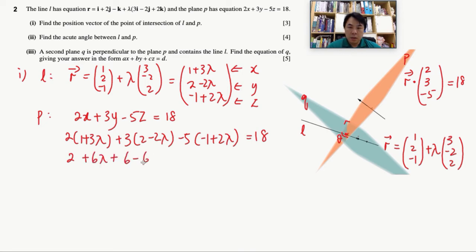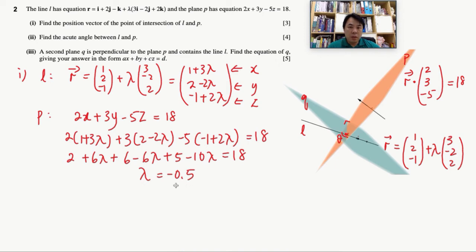6 lambda, 6 lambda, and then there's a 5, there's a 10 lambda equal to 18. So here I can see that I have 10 lambda, and I have 8, 13, that is a 5. Therefore the lambda would be negative 5 over the other side, so this one will be negative 0.5. So the lambda will be negative 0.5 in this case.